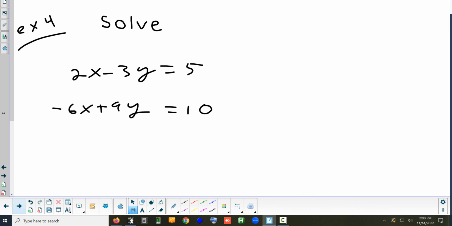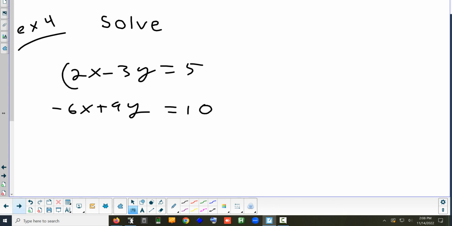Which method do you think this is set up for to be easier? Substitution or elimination? Yeah, it's definitely elimination, because all you have to do is multiply the top equation by a certain number. And it's going to help you work with the bottom. What could we multiply the top by? You don't have to do anything to the bottom this time.